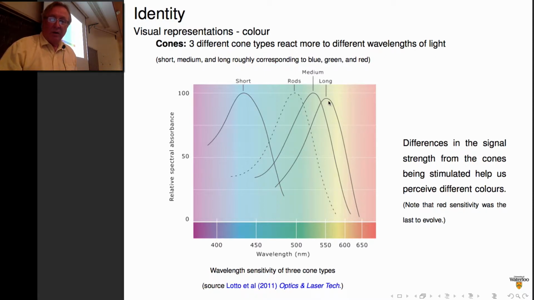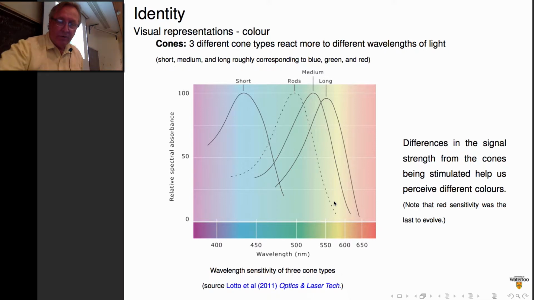The long one here, the red one, is going to fire most at this area, which is curiously not red, right? And fire very little for any light that hits it on this part of the spectrum. And the green cone, the medium one, fires most for this part of the spectrum, and less so as it drops off.